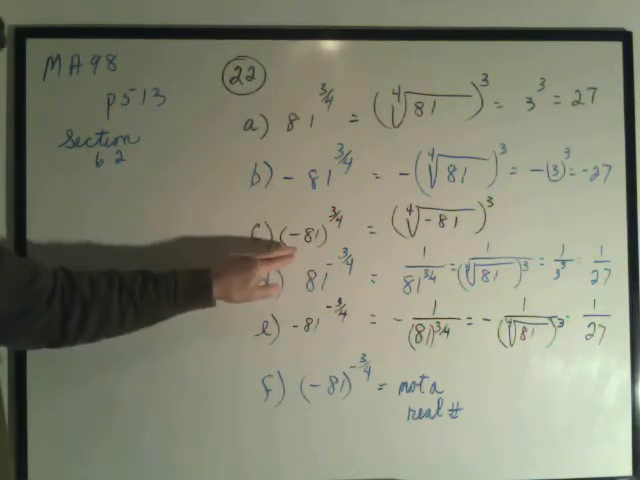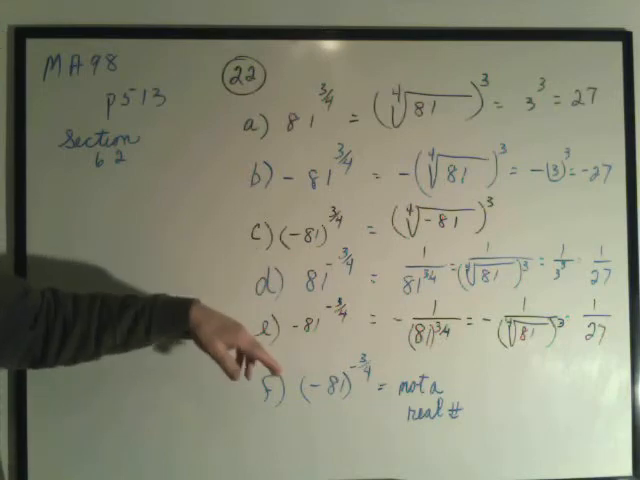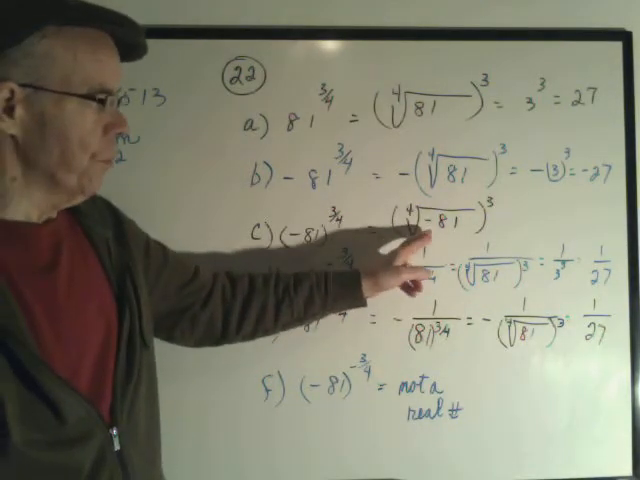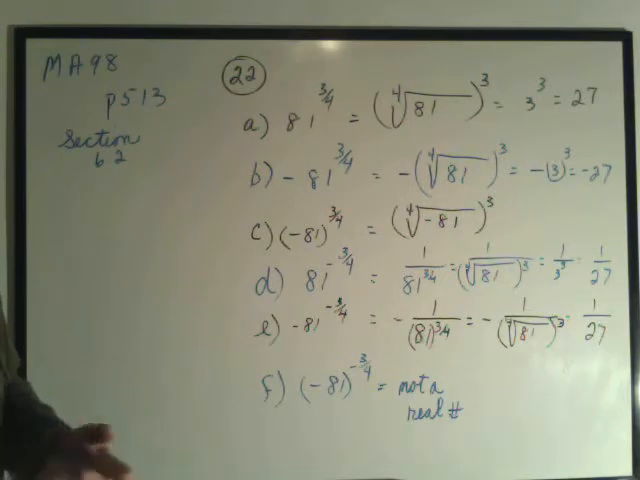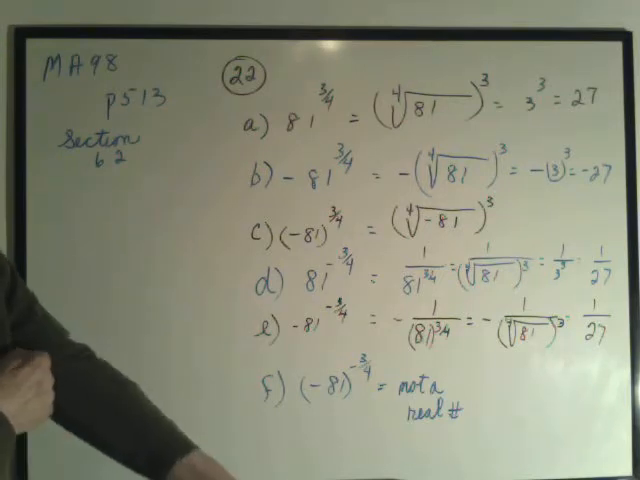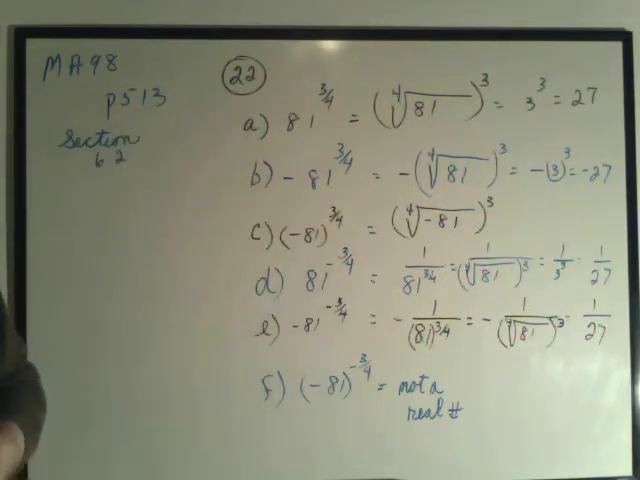Now this one, because of the parentheses, the exponent applies to the negative sign, so it's the 4th root of negative 81. You can't do it. You cannot take the even root of a negative number. You can't take the square root of negative 9 or the 4th root of negative 81.